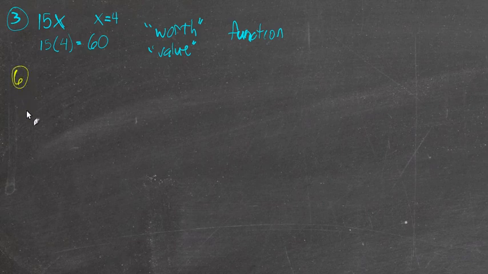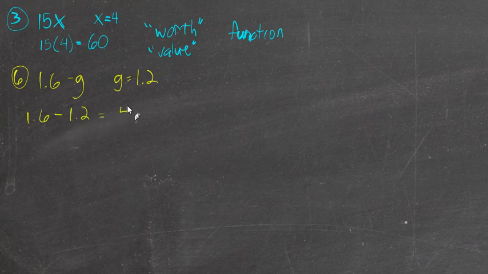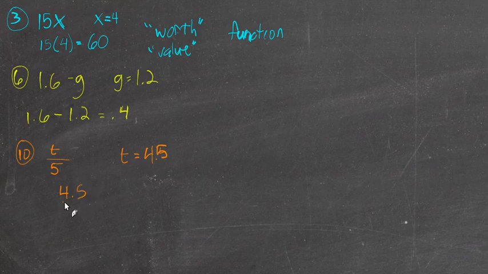Okay, enough of that babbling. Let's look at number 6. 1.6 minus g when g is 1.2. So 1.6 minus g, and g is 1.2, and that'll be worth 0.4. All right. Number 10. T divided by 5, so some number divided by 5. Well, that number we're dividing by 5, for this moment in time, we're going to let it be worth 4.5. So 4.5 divided by 5, that's 0.9.